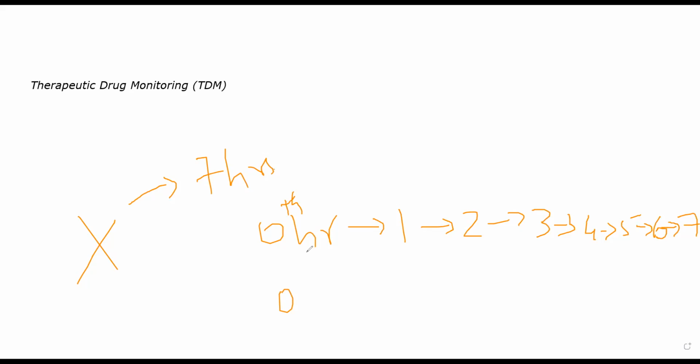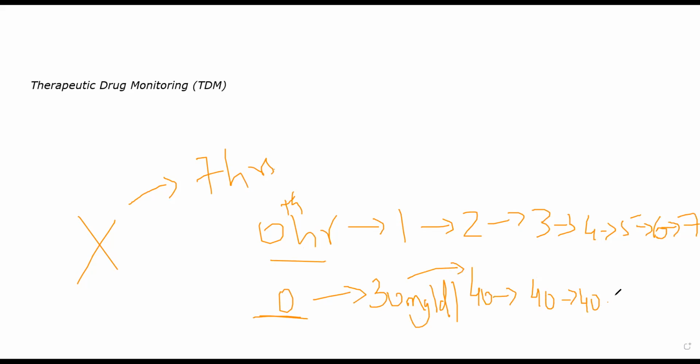So for now, at 0th hour, the drug concentration is 0. By the first hour, let's suppose it is reaching about 30 mg per liter or 30 mg per dl. Okay. Then from 30 in the second hour, it is spiking a little bit. It is coming to 40. Then it is being maintained at 40. यहाँ पर भी 40 है. ठीक है यहाँ पर थोड़ा कम हो रहा. Let's suppose यहाँ पर 35 हो रहा. Here it is remaining 35 and here it is becoming 30.